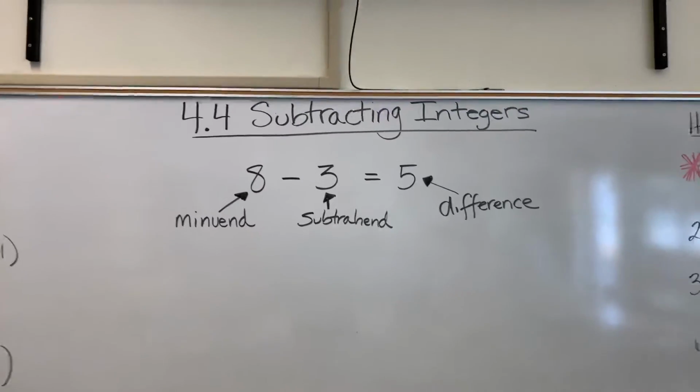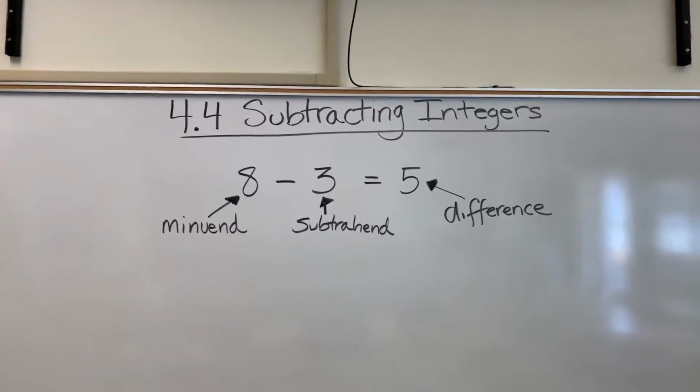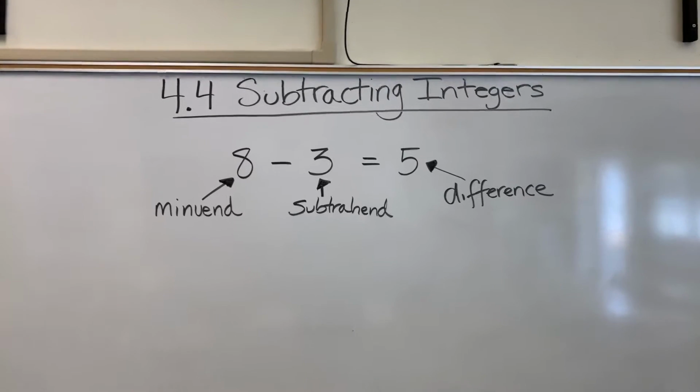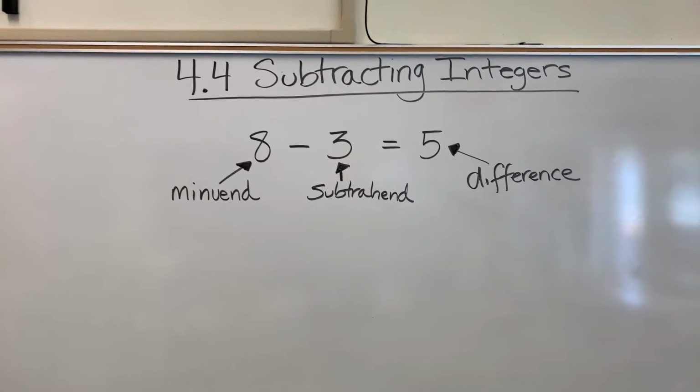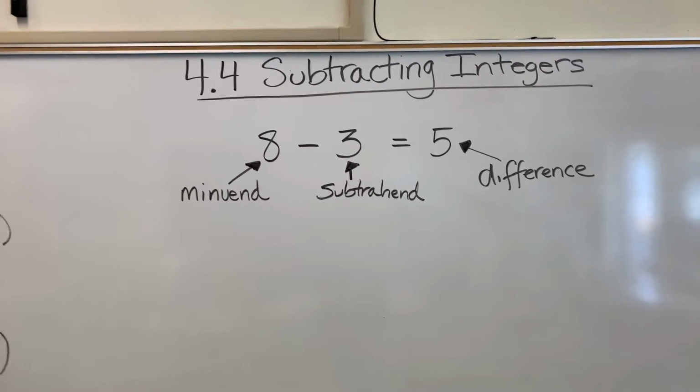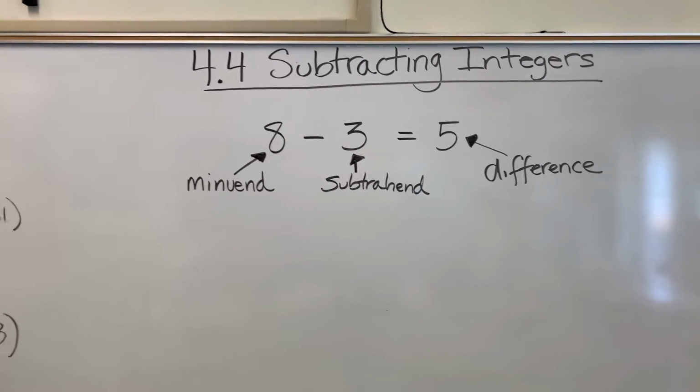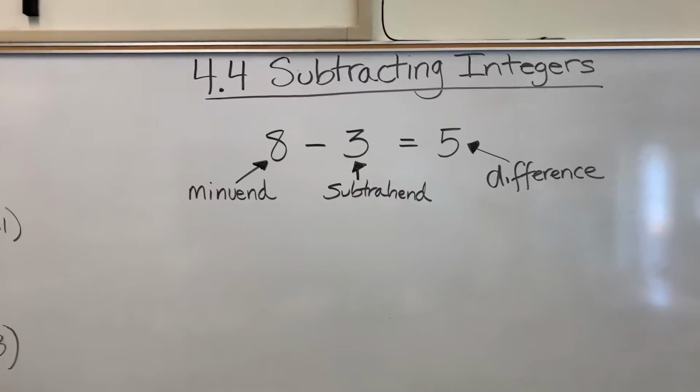Well, when we were adding integers, we called those numbers that we were adding add-ins. In a subtraction problem, the first number is known as the minuend, and the second number is known as the subtrahend. Its answer is called the difference.